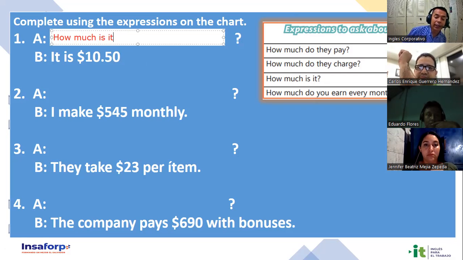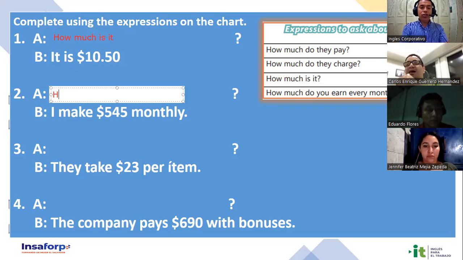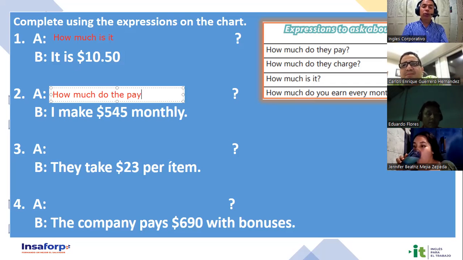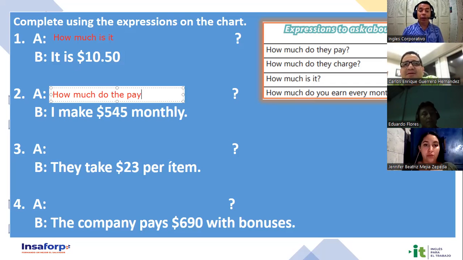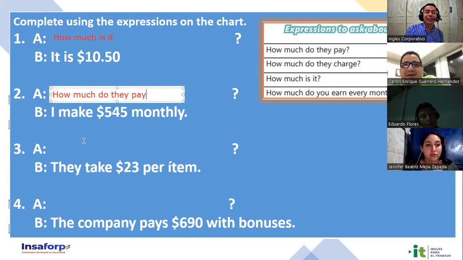$10.50, right? Okay, Carlos Enrique. Me levantó la mano físico, no virtual, pero está bien, Carlos Enrique. The microphone, please, the microphone. Yes. Sorry, how much do they pay? How much do they pay, right? I made this mistake only to see if you are paying attention, right? Me equivoqué con intención, pero ahora sí estaba prestando atención. Yes. Thank you very much, Carlos Enrique.